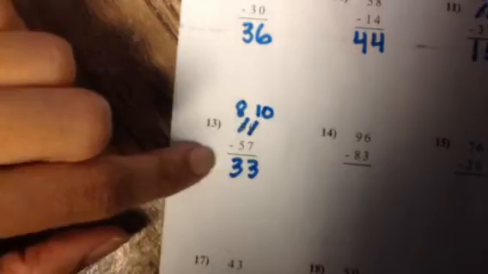Oh, that's weird. Was that not double digits? 33, 44, 11. That's right. It's like doing our 11 times table. Good job remembering that. All right, 96 minus 83.